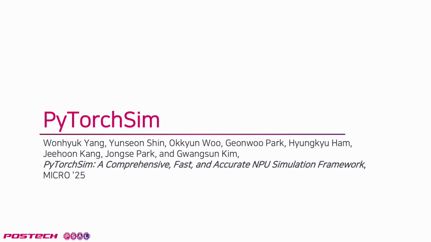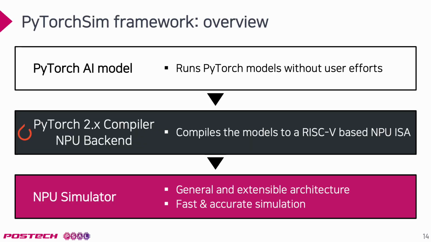To address this gap, we proposed PyTorchSim, which was presented at MICRO last year. PyTorchSim is not just an NPU simulator. It is a simulation framework that is integrated with an AI framework, PyTorch. Because it is directly integrated with PyTorch, we can run existing PyTorch models without requiring human effort to convert them into a custom model format required by the simulator. In addition, as we implement the compiler backend for the PyTorch compiler, we enable accurate modeling of the compiler optimizations for the AI models.